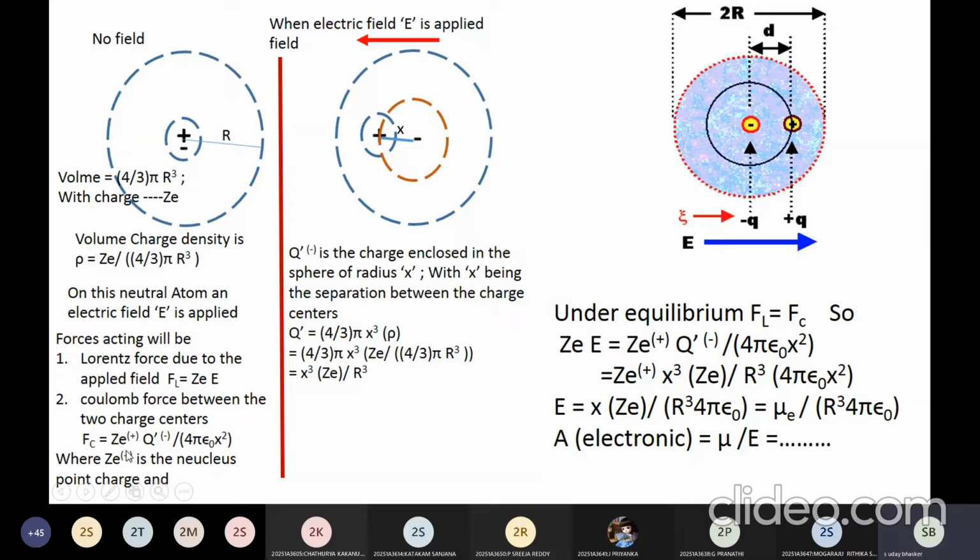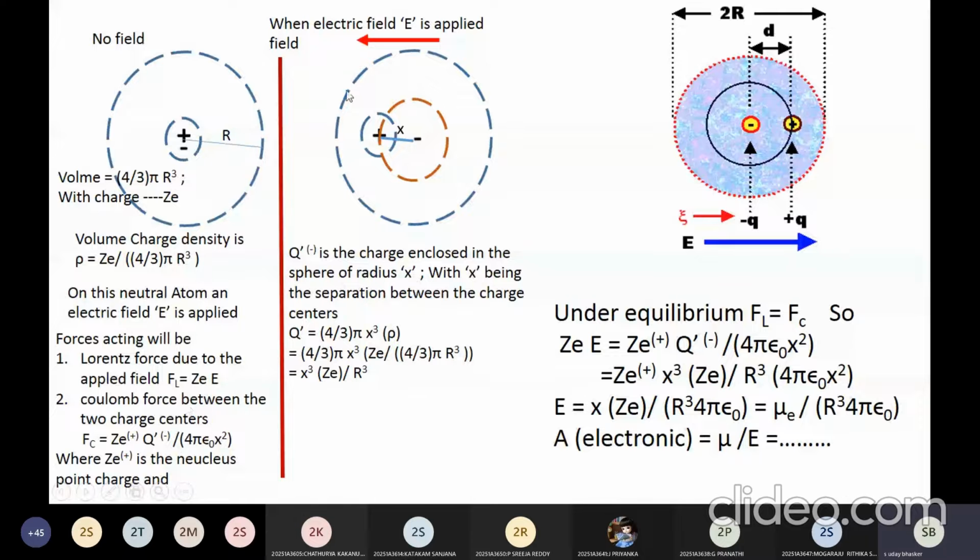Now what is the Coulomb force? Q1 Q2 by 4 pi epsilon naught r square. What is Q1? Positive charge that is inside the nucleus, that is ZE, and negative charge. I have to take the negative charge which is enclosed in this sphere. The amount of negative charge enclosed in this sphere is Q dash. ZE plus into Q dash minus by 4 pi epsilon naught x square, because x is the separation between these two. Now this is the Coulomb force.